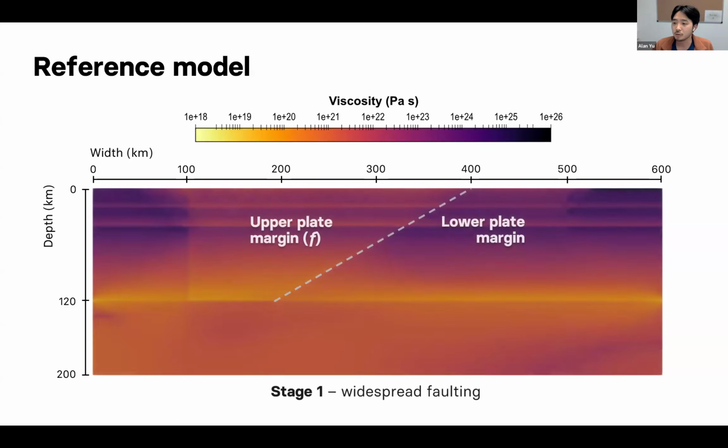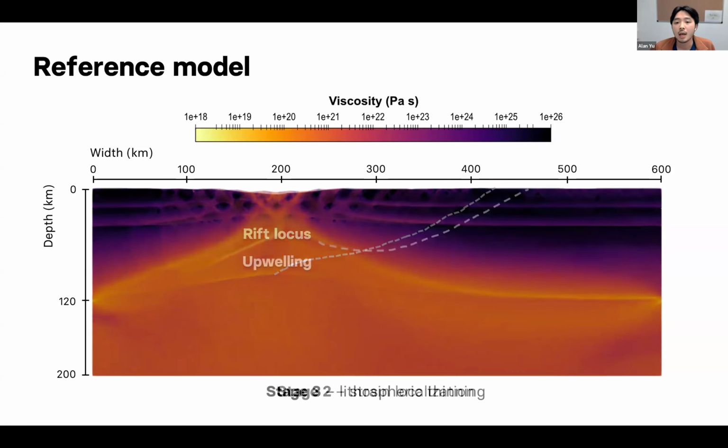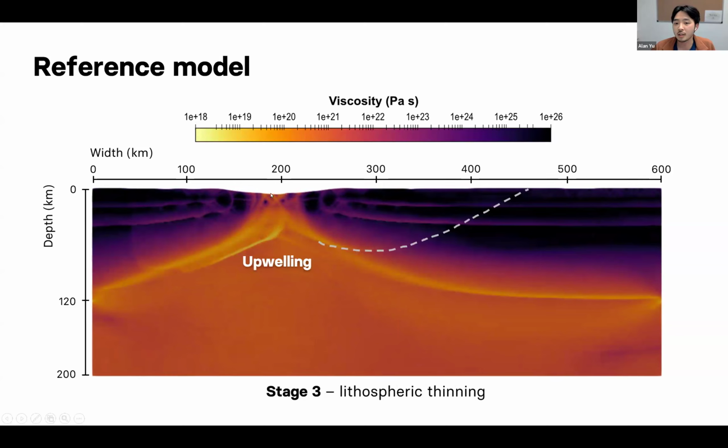And I will do a brief overview of the rift model. So in stage 1, we can see the widespread faulting and strain that's distributed throughout essentially the entire lithosphere. And then in stage 2, we can see that these distributed strains start to localize within a well-defined rift locus. This is the stage that we call strain localization. And in stage 3, we can see that the lithosphere is being substantially thinned, and we can see a narrow branch of asthenospheric upwelling developed along this rift locus.